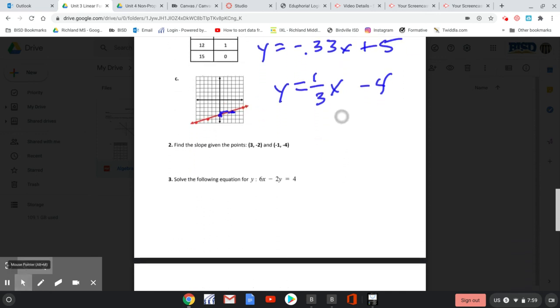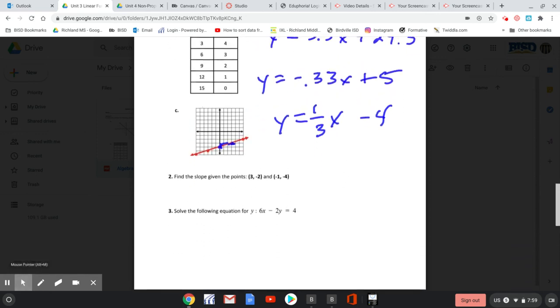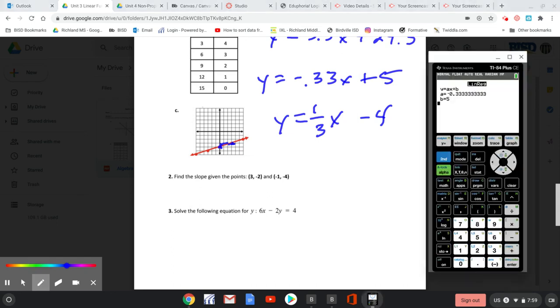Let's see what else we got. We got 2 more. So it says find the slope from the given points. As you see, this is on every single section. On the calculator, I'm going to clear it. Second plus 712. I'm going to hit stat, enter.